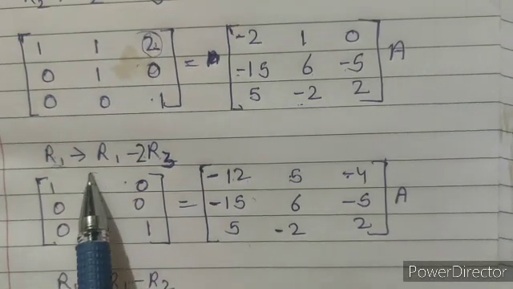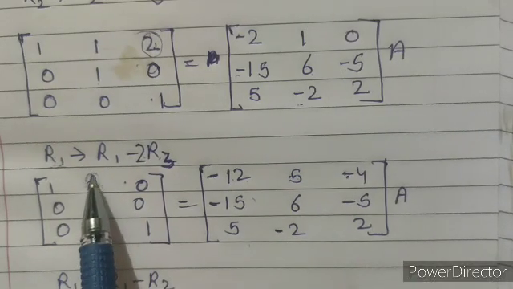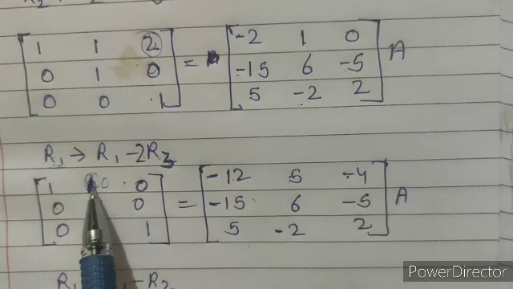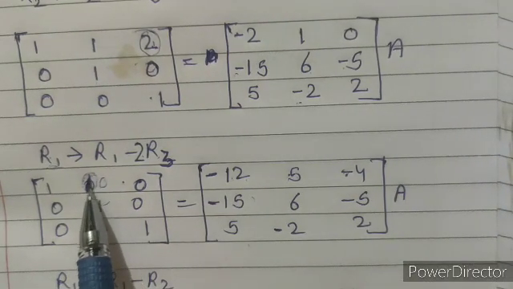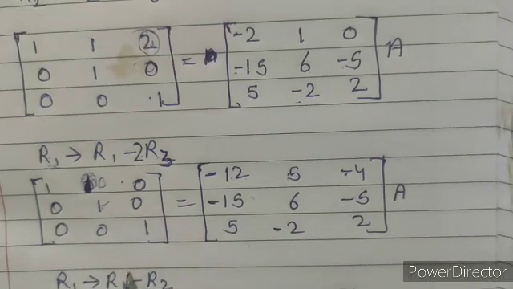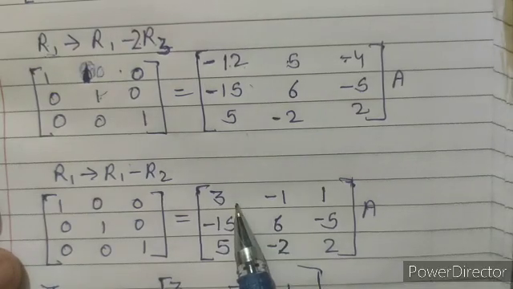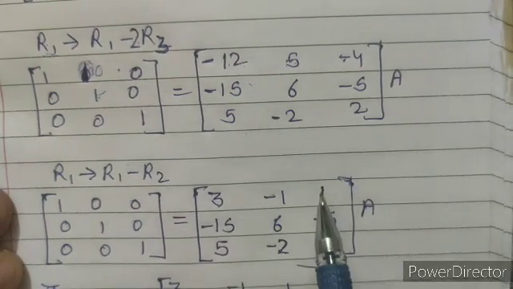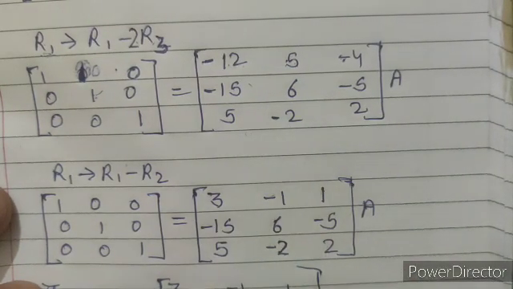Now there is only one element left, that is second element of row 1, which we need to convert into 0. Now in place of 1 we need 0, and 1 minus 1 will give us 0. That means we will convert this row 1 by row 1 minus row 2, and that is giving the identity matrix on the left hand side, and on the right hand side we are getting a matrix whose first row is 3 minus 1, 1, and other two rows are same as in the previous step.